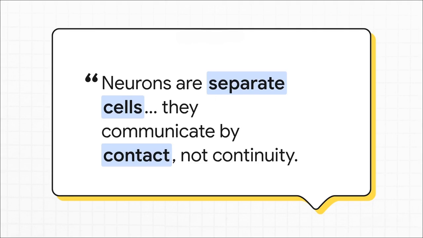But then you had Cajal. Using Golgi's own stain, he looked at the same slides and saw something completely different. He argued that neurons were individual, separate cells. They weren't fused at all. He believed they communicated by getting incredibly close and touching, not by being physically connected. So remember this, contact, not continuity. That was his whole thing.